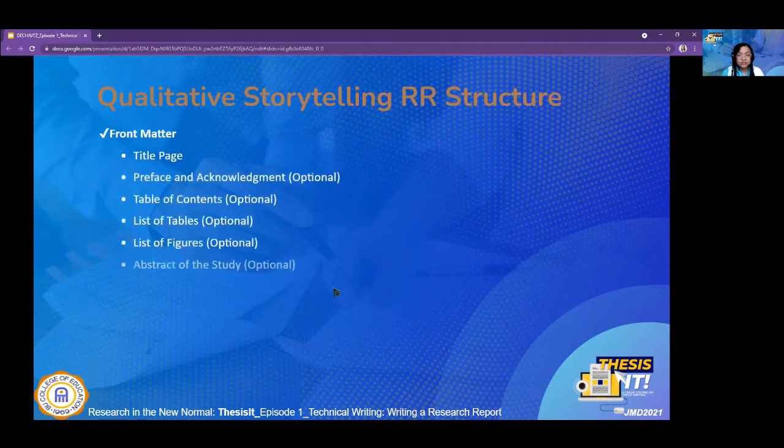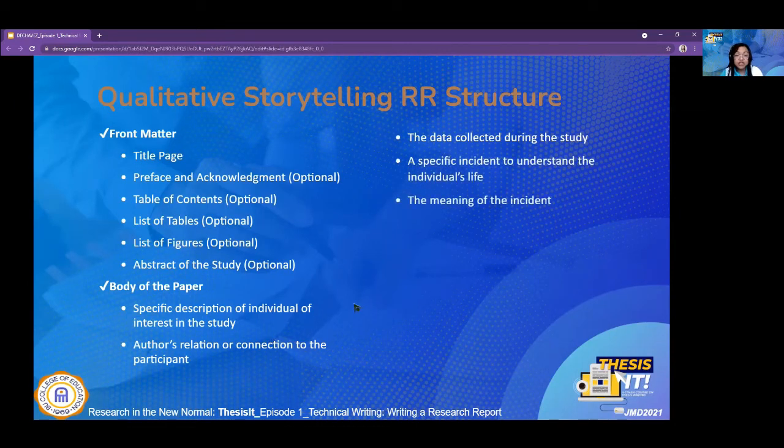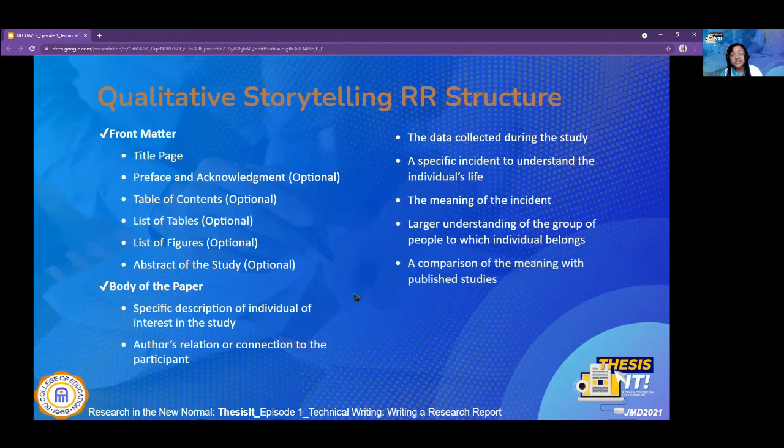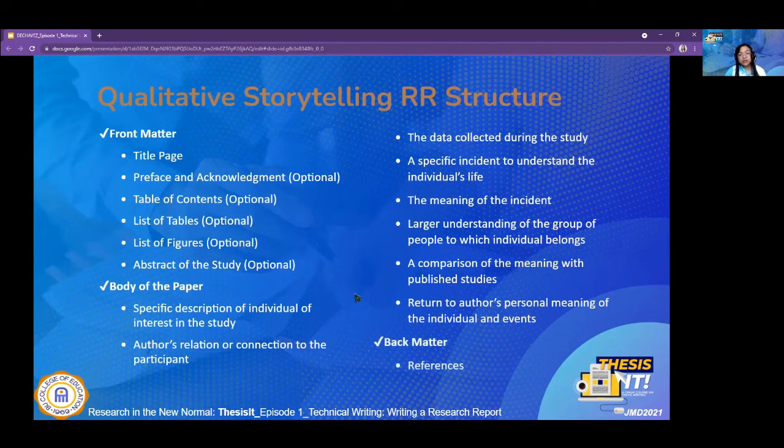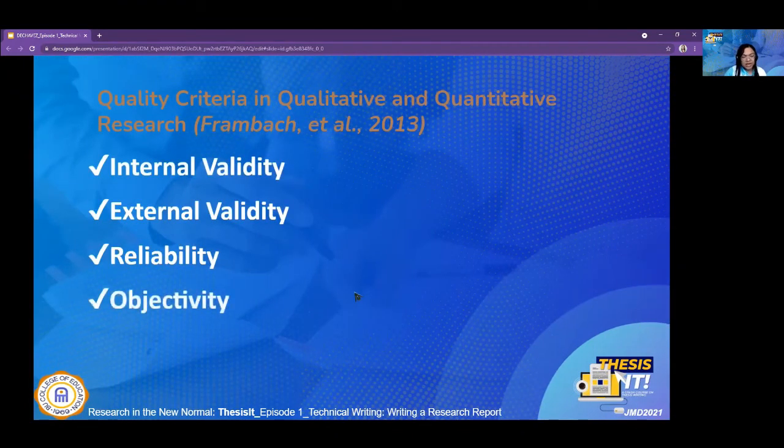And usually in qualitative storytelling structure, in the front matter, the same with the scientific structure, but in the body of the paper, the focus is on the specific description of individual of interest in the study, the author's relation or connection to the participant, the data collected during the study, a specific incident to understand the individual's life, the meaning of the incident, larger understanding of the group of people to which individual belongs, a comparison of the meaning with published studies, and of course, return to author's personal meaning of the individual and events, and of course, your references.